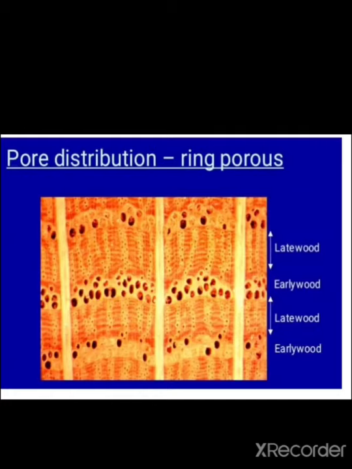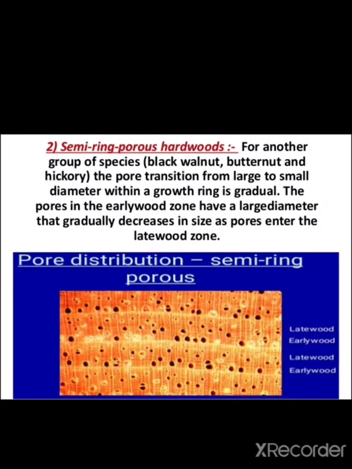The distribution of ring porous wood. Semi-ring porous hardwood. For another group of species like black walnut, butternut and hickory, the pore transition from large to small diameter within a growth ring is gradual. The pores in the early wood zone have a large diameter. They gradually decrease in size as the pores enter the late wood zone.